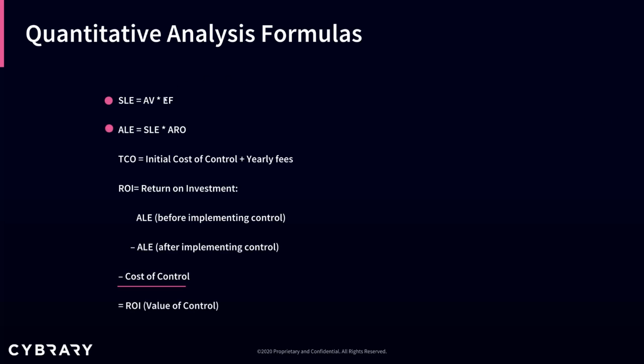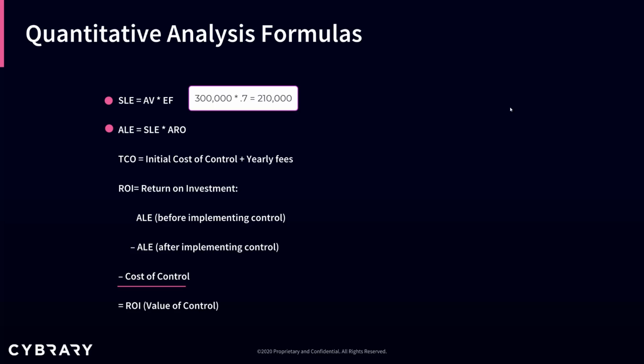Okay, so these are the formulas. Single loss expectancy equals asset value times exposure factor. As an example, let's say I have a $300,000 warehouse. It catches fire and 70% is lost. So a $300,000 asset multiplied by 0.70 in exposure factor equals a single loss expectancy of $210,000.